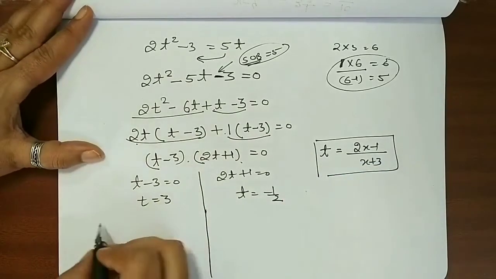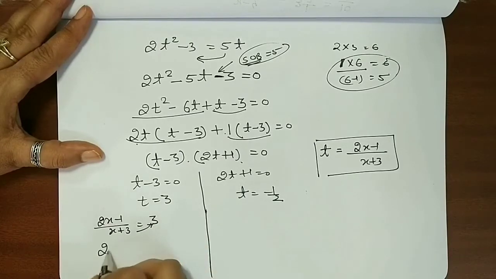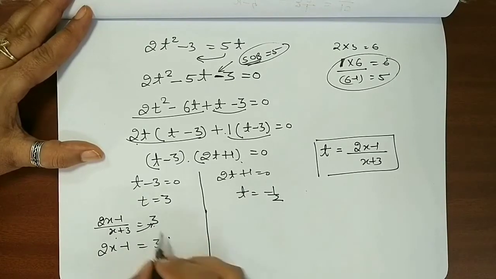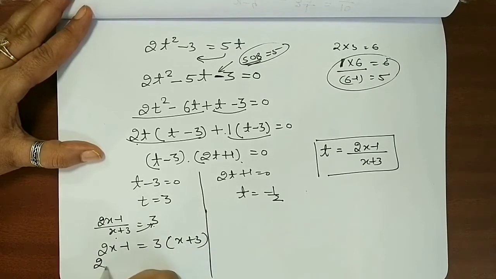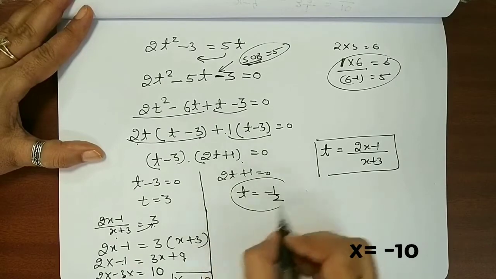So let me do it. t is 2x minus 1 by x plus 3 is equal to 3. So take it here. So it will be 2x minus 1 is 3 into x plus 3, which is 3x plus 9. So if I take 2x minus 3x here and 9 plus 1 is 10, what I am getting, guys, if you solve it, you will have x is equal to minus 10. I hope you got it, because 3x minus 2x is x and the minus sign I'm putting on the other side. Now let me see for this.